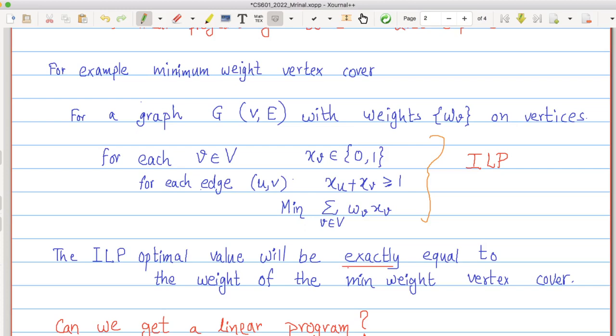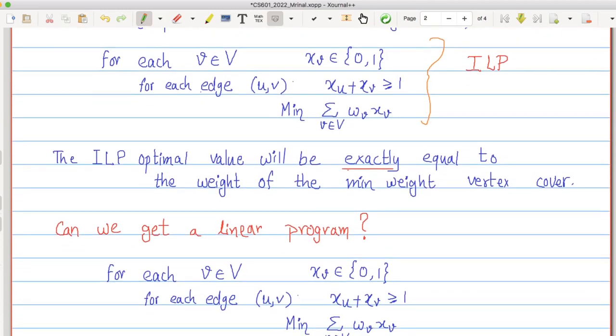Because if you had an algorithm for solving integer linear programs, that would also give you an algorithm for minimum weight vertex cover, but we know it's NP hard, right? So we can't hope for such an algorithm. So next we asked: can we try to write a linear program instead of an integer linear program and still get something useful out of it, right?